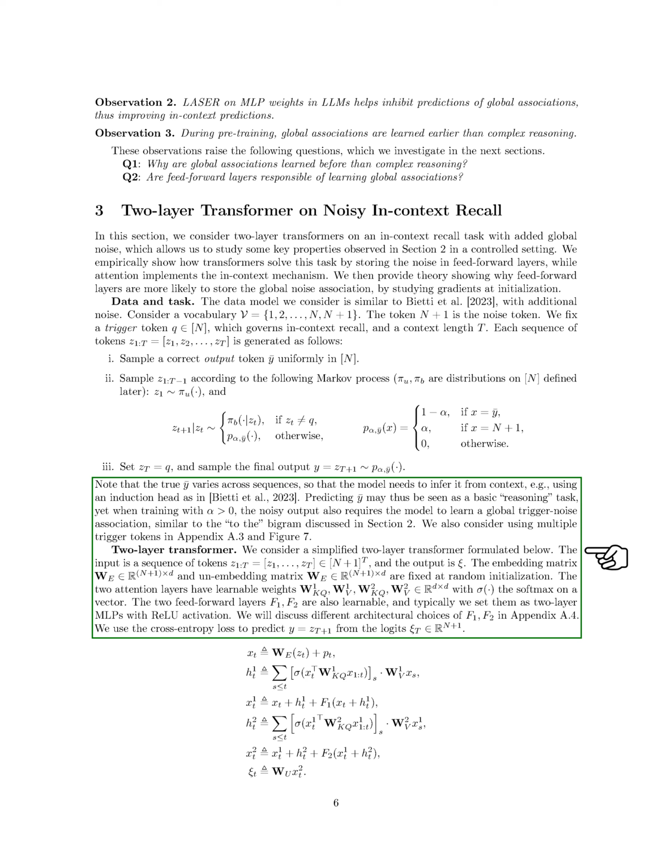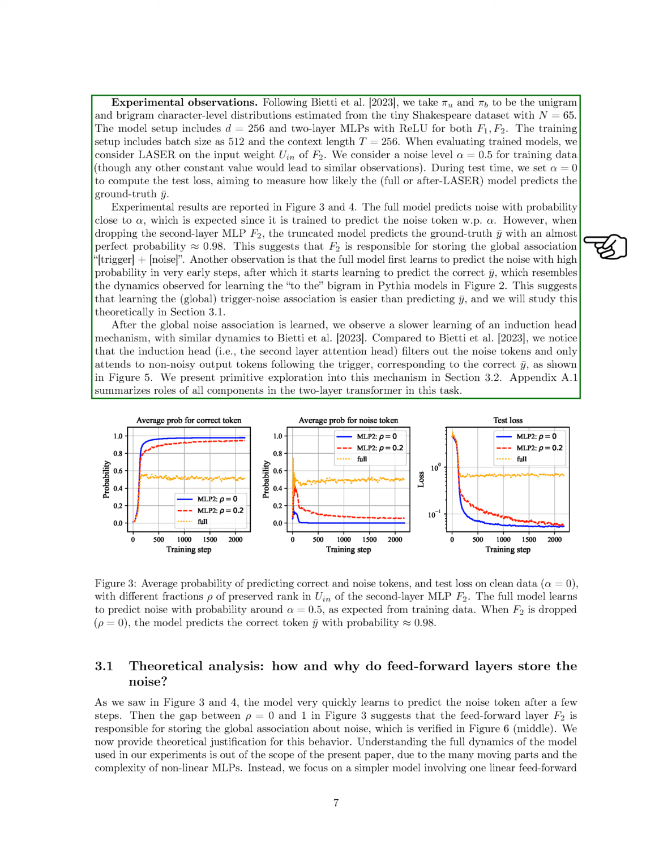Moving on to the two-layer transformer architecture, we consider a simplified version with input token sequence z_{1:t} and output xi. The model includes fixed embedding and unembedding matrices, learnable attention and feed-forward layers, and cross-entropy loss for predicting the final token y. In our experiments, we utilize character-level distributions from the tiny Shakespeare dataset to estimate pi_u and pi_b, with model parameters set to d equals 256 and two-layer MLPs with ReLU activation for the feed-forward layers. During training, we use a batch size of 512 and a context length of 256.